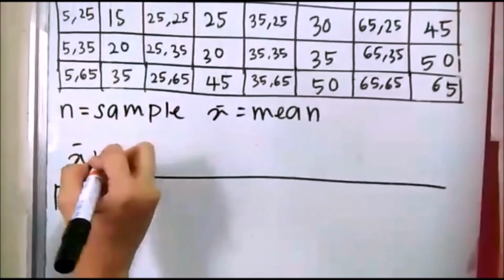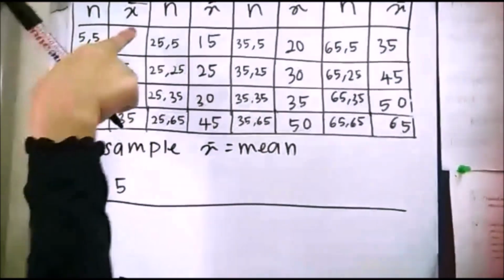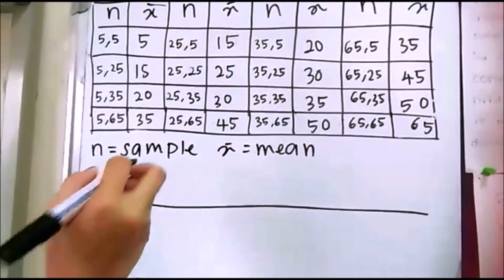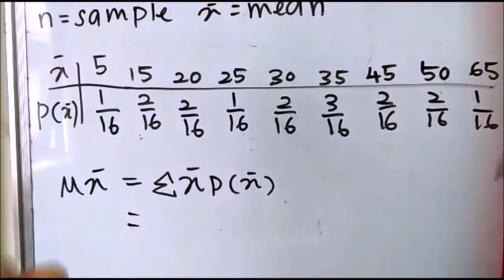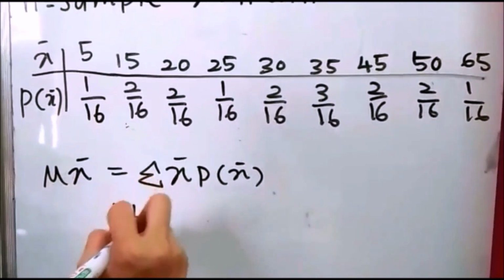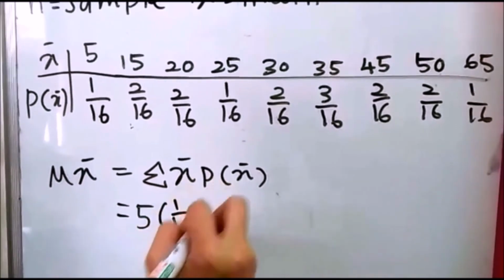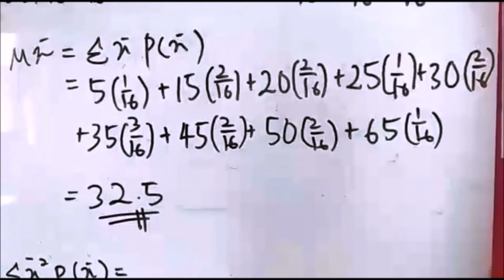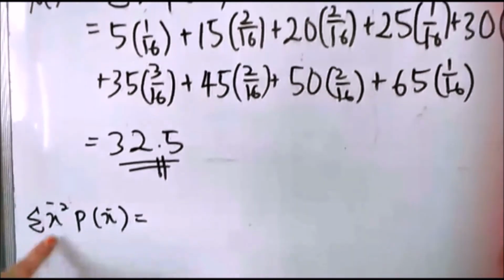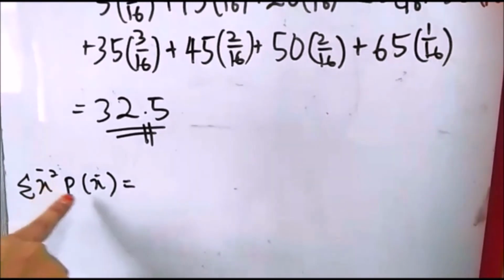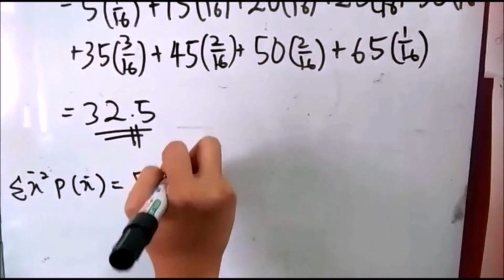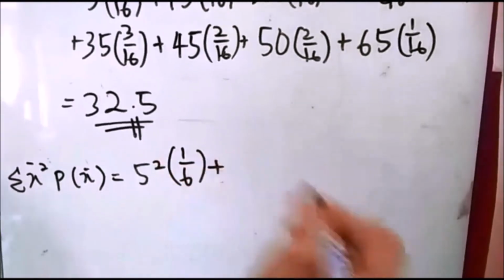So here we put the mean 5, because there is only one way, so 1 over 16, and so on. Then the mean times the probability of the mean, 5 over 16 plus, and so on. So here is the answer. Next, we need the total of the mean squared times the probability of the mean, and so on.